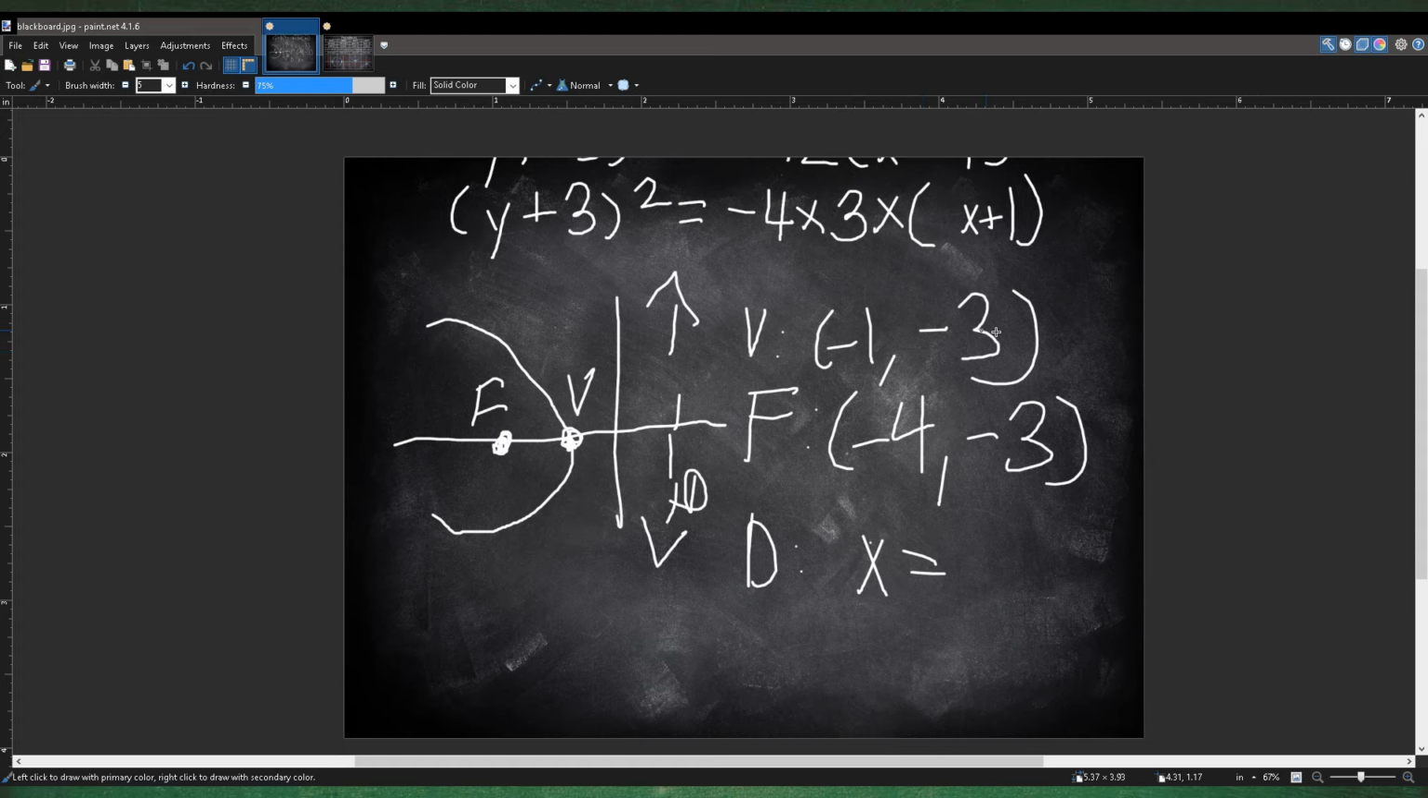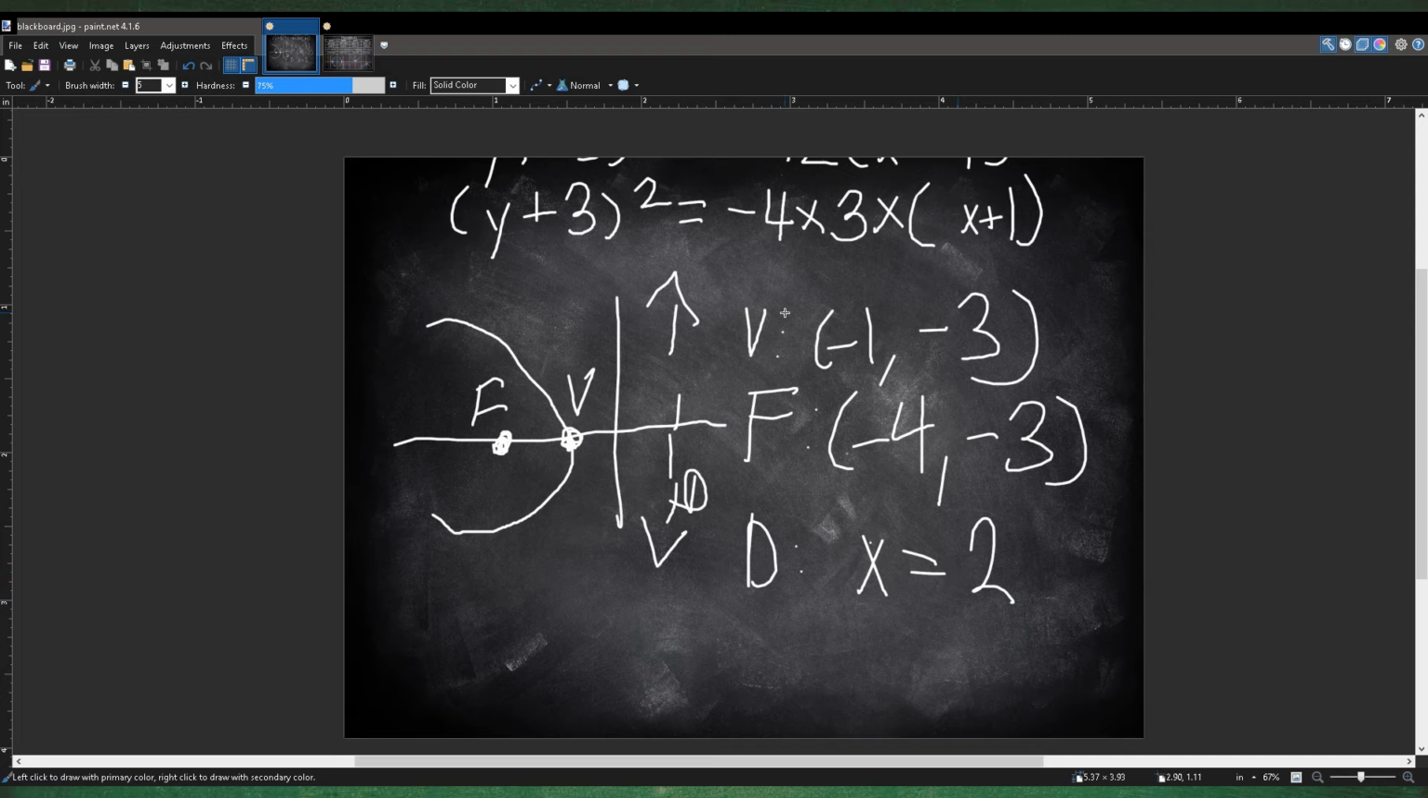It has to be the same distance, since the focus is 3 away, because it tells us it's 3 in this equation. So what you have to do is add 3 here. Since the x-coordinate of the vertex is negative 1, we add 3 to that. So the directrix is at x equals 2. And that's how you get all the points.